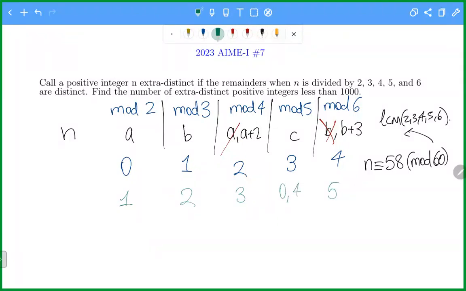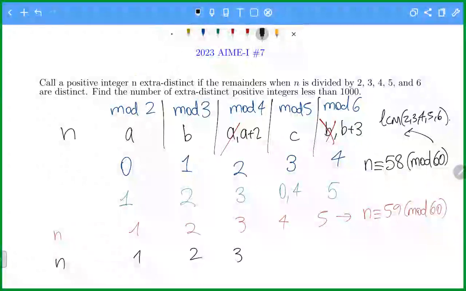Okay, let's work for both cases. When n is equivalent to 1, 2, 3, 4, and 5, this is when n equals 59 mod 60. And when n equals 1, 2, 3, 0, 5, then this is if and only if n equals 35 mod 60.